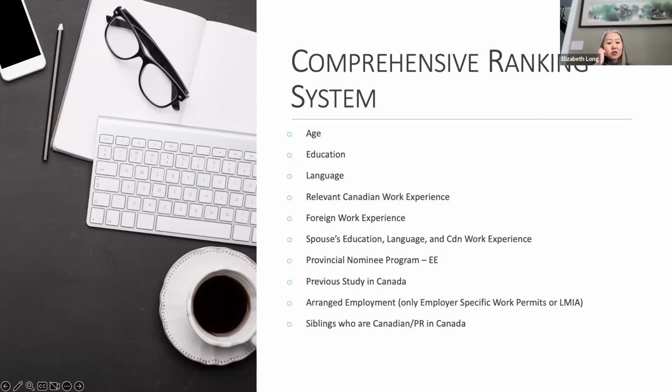If you have brothers or sisters who are Canadian permanent residents, you get 15 points. And fluency in French is a big points factor there as well. Okay. Trade certification, it's something for people in the construction trades mostly, or bakers or chefs.